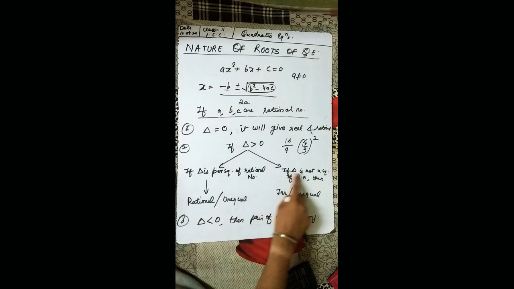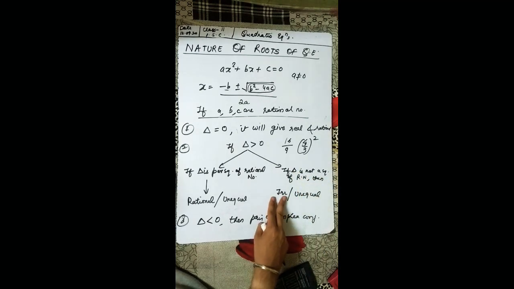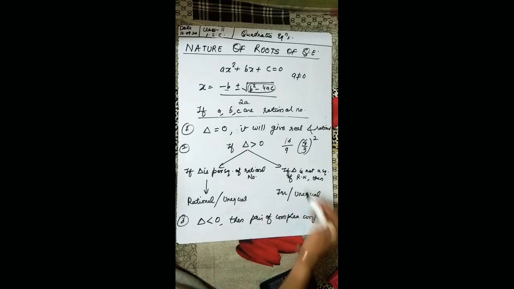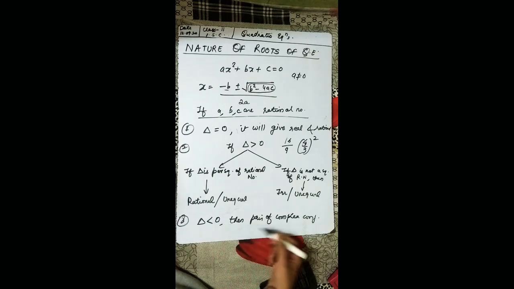And if your del is not a square of a rational number, then you will get irrational and unequal roots. Then the third condition is, if your del is less than 0, then we will get a pair of complex conjugates.